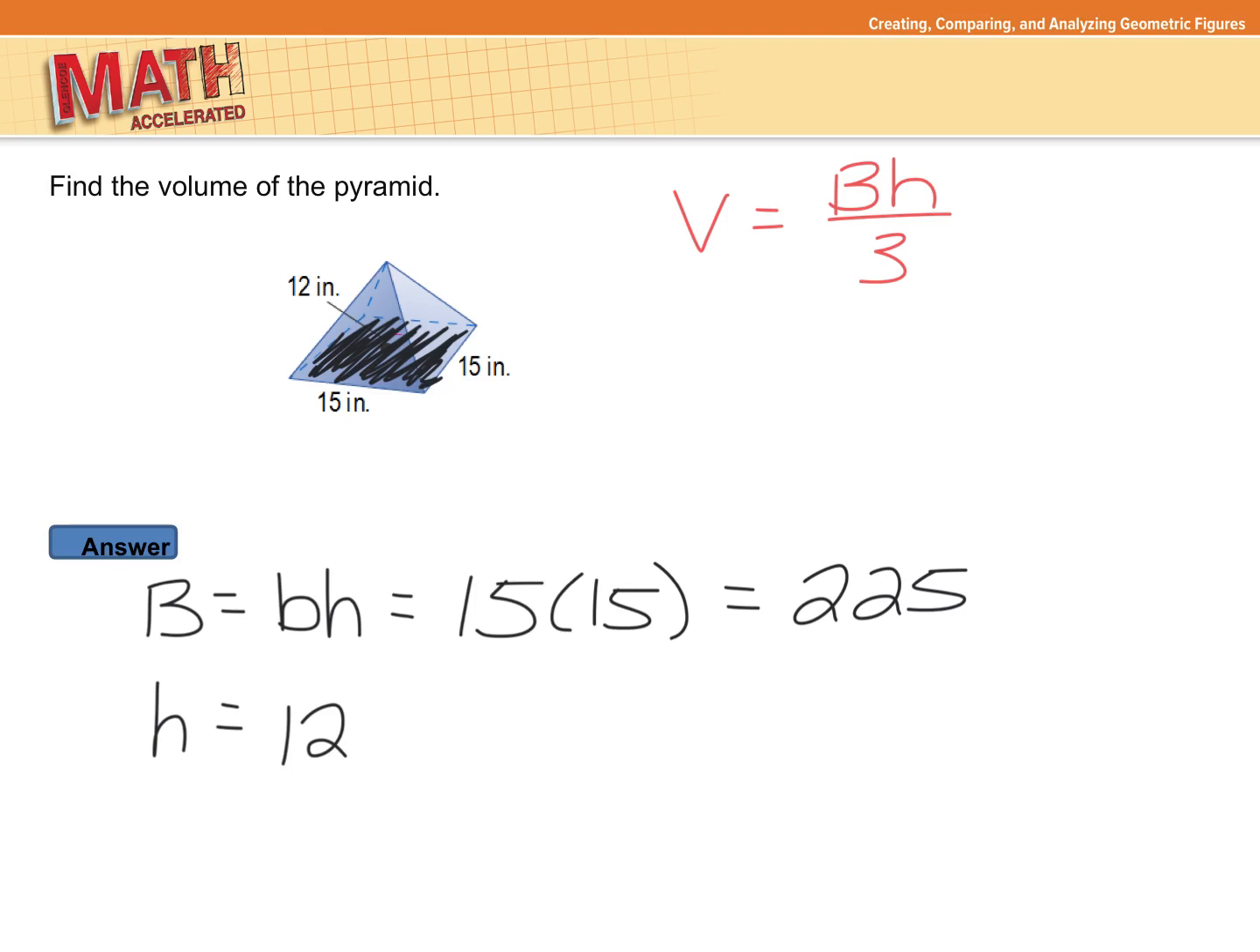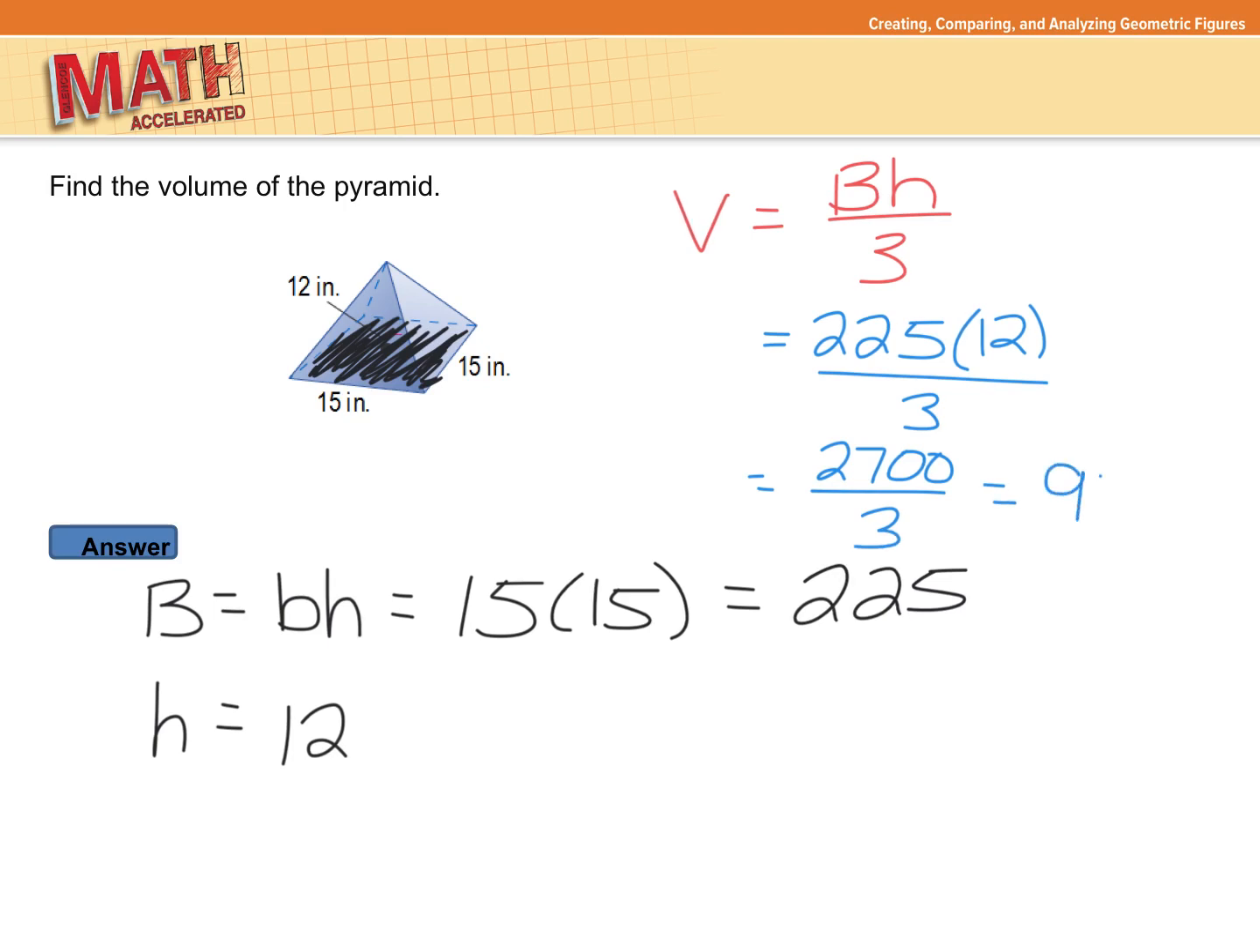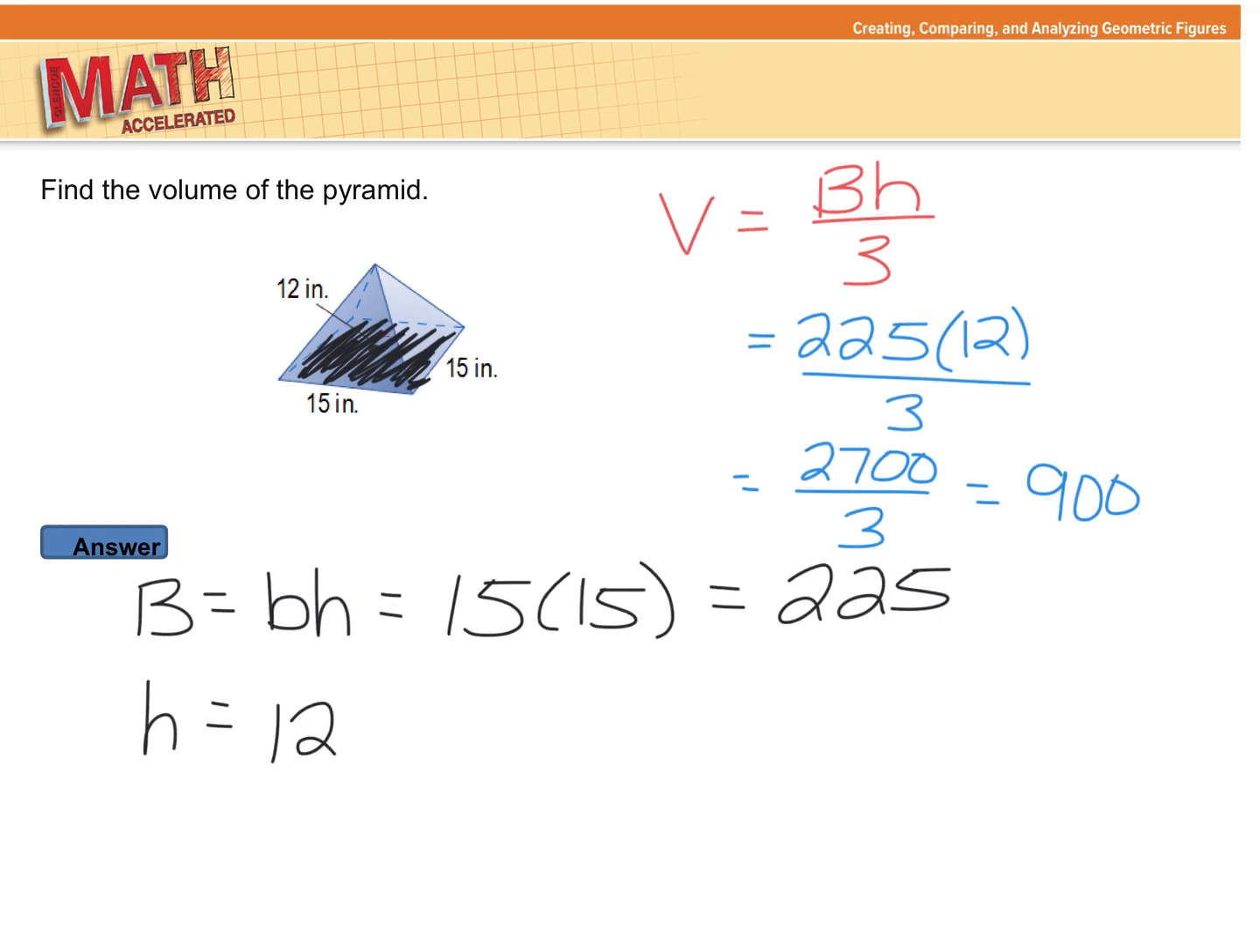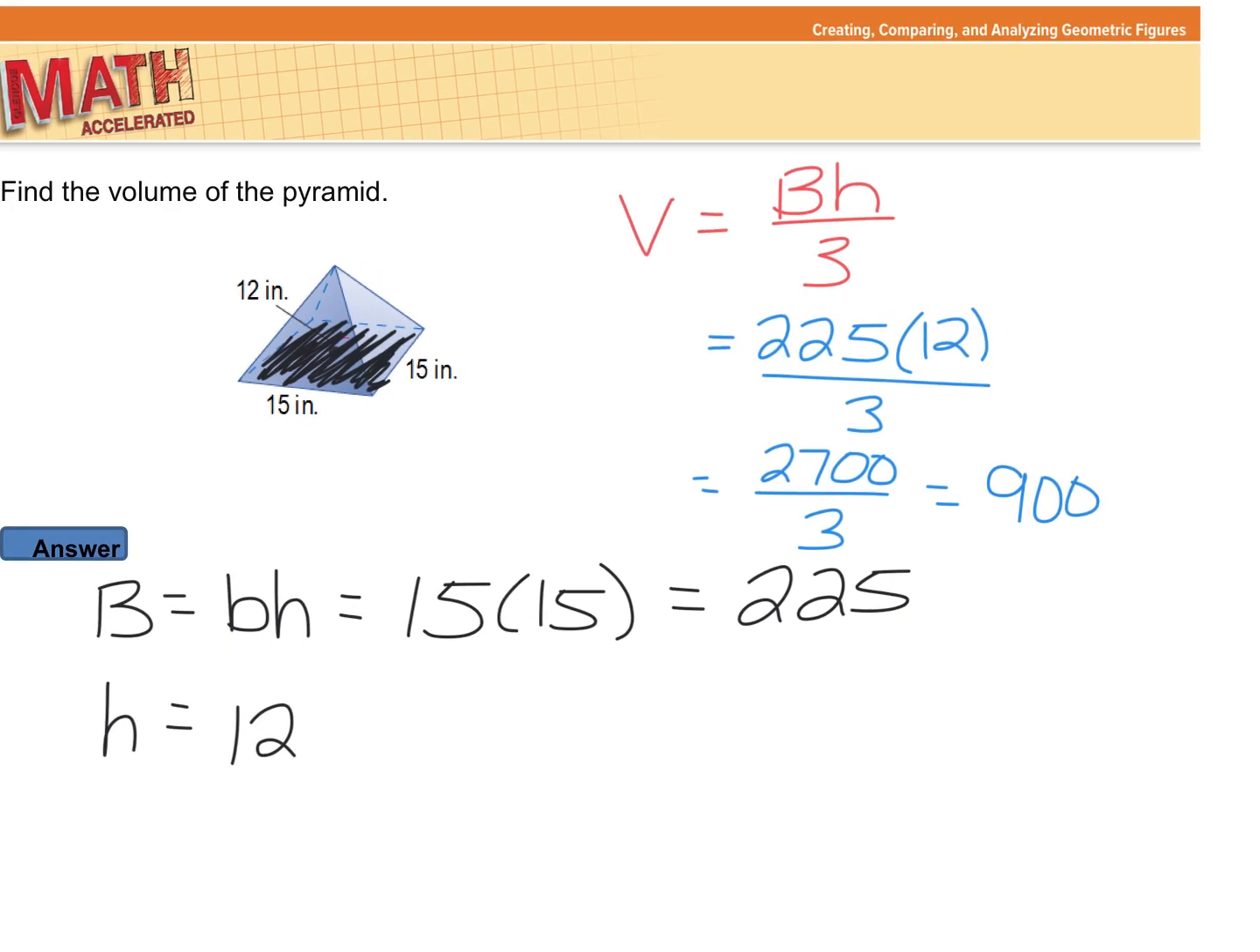So we found everything that we needed. Now we just need to plug it in. So we have 225 times 12 divided by 3. You want to multiply the top first. So we get 2,700 divided by 3. And then your answer is 900. What do I need with my answer? Inches. What's the label? Yep, inches cubed. So our volume of the pyramid is 900 inches cubed.